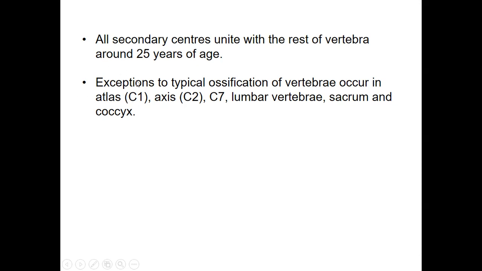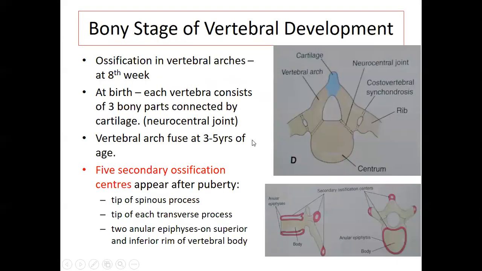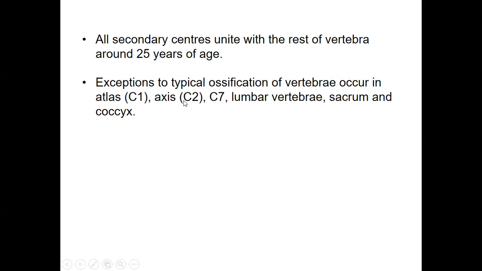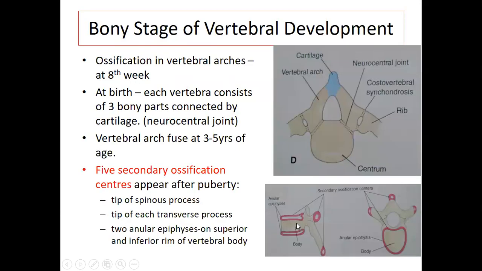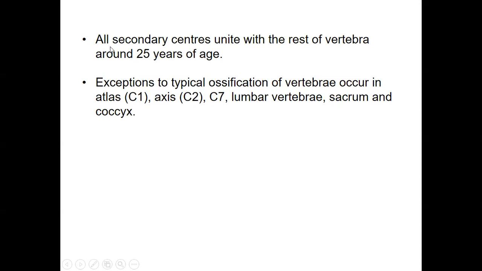So there are exceptions here. The exception to the typical ossification of the vertebra happens at the C1, C2, C7, lumbar vertebra, sacrum, and coccyx, because the shape of these vertebrae is different from the typical type of vertebra. This is the typical type of vertebra, but the C1, C2, C7, lumbar vertebra, sacrum, and coccyx have a different shape from the typical one.